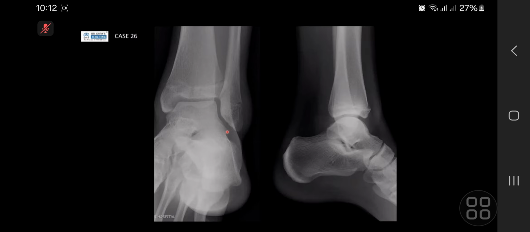close look, drawing all the contours. And any lucencies, you should be able to define them. And if you can't, look at Keats first to make sure it's not a normal variant. And then after that, you can explore the other differentials. So there is soft tissue swelling, okay?